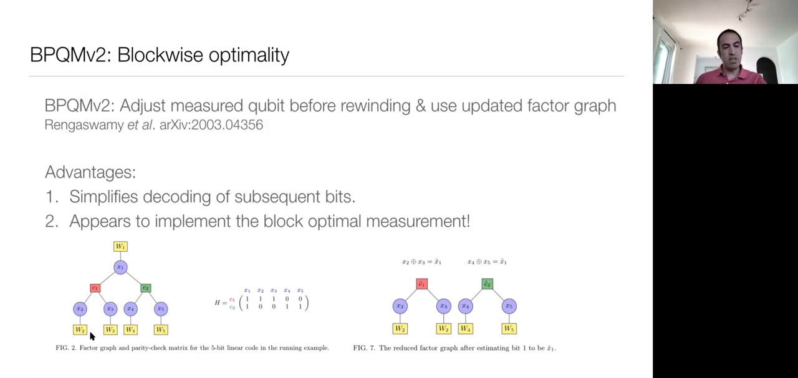And we can see that also in the original paper, where there was a certain 4-qubit code that's essentially the same one as I was showing you in these examples. And you can see that it's also true there, that this BPQM version 2 implements the block optimal measurement in that case, not just this 5-qubit case. So it is very interesting to see if it's true for other codes as well.